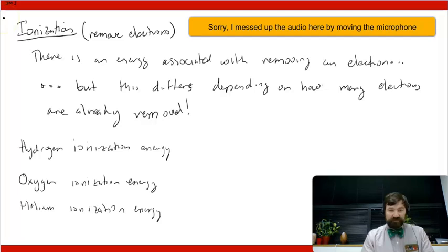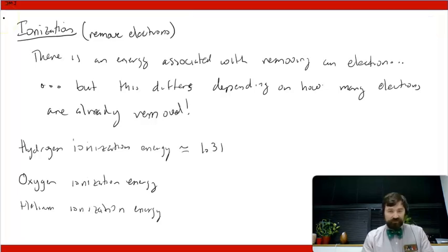Hydrogen has an ionization energy of about 1.31 times 10 to the 3 kilojoules. So that's 1.31 times 10 to the 6 joules per mole. For oxygen, it's also about 1.31. It's 1.314 as opposed to 1.312 for hydrogen. So it's a little bit higher, times 10 to the 6 joules per mole.